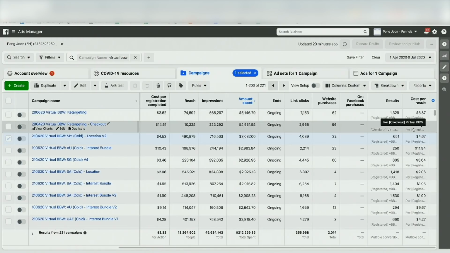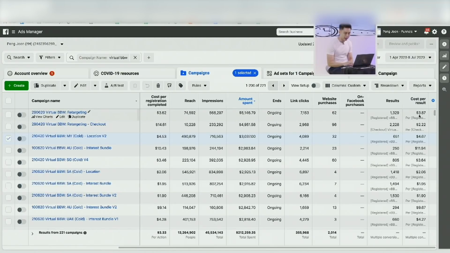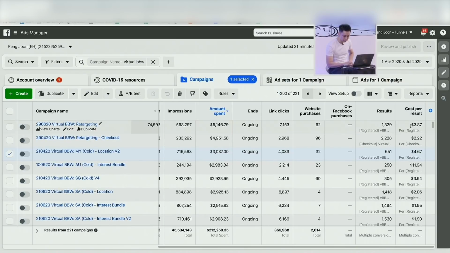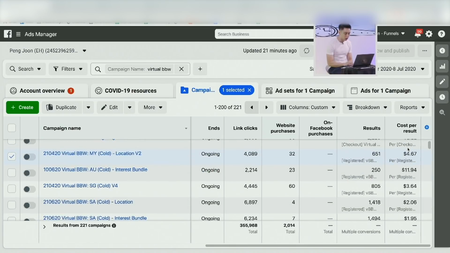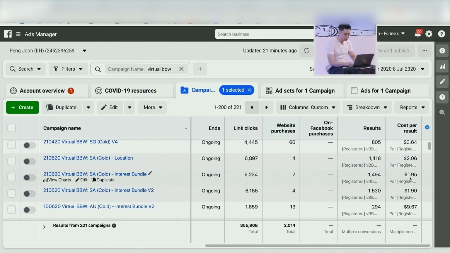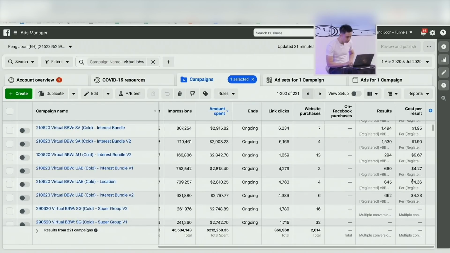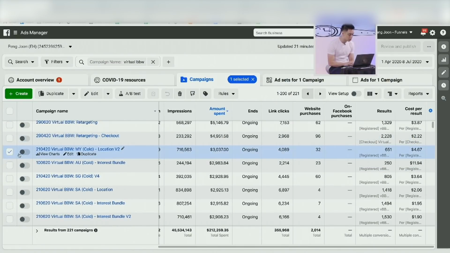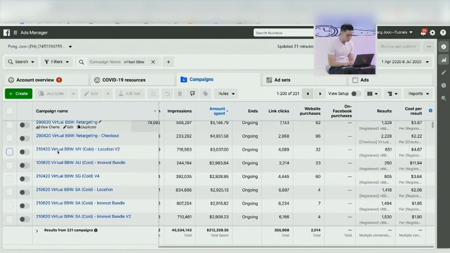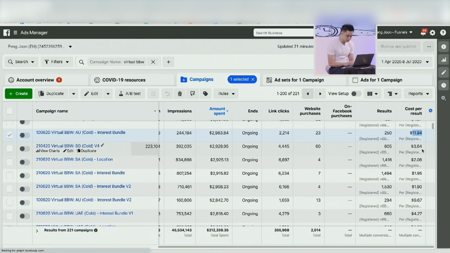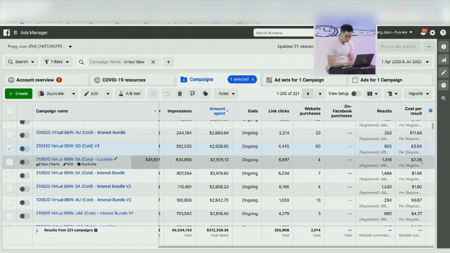But back to this example over here, notice that I have this last column here that says cost per result, right? You can see that depending on the different campaigns, I have a different cost per result. Sometimes it's depending on the country, depending on the targeting. Some countries are higher, some countries are lower than others. So for example, you can see here the one for Malaysia, this one it's $4. Australia, it's $12. South Africa, some of it is like $3, some of it is $2.